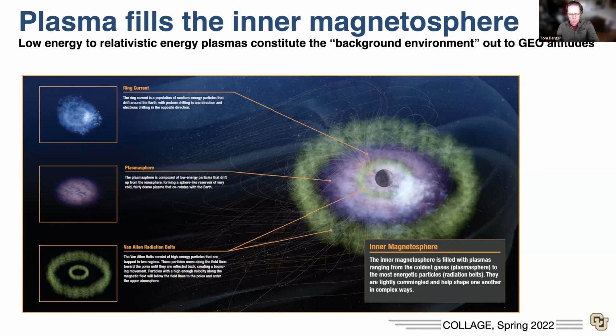So we call this whole system, where there's plasma from 1 to 6 or 7 Earth radii out, the inner magnetosphere. The outer magnetosphere would be the tail region or the magnetopause in the front.